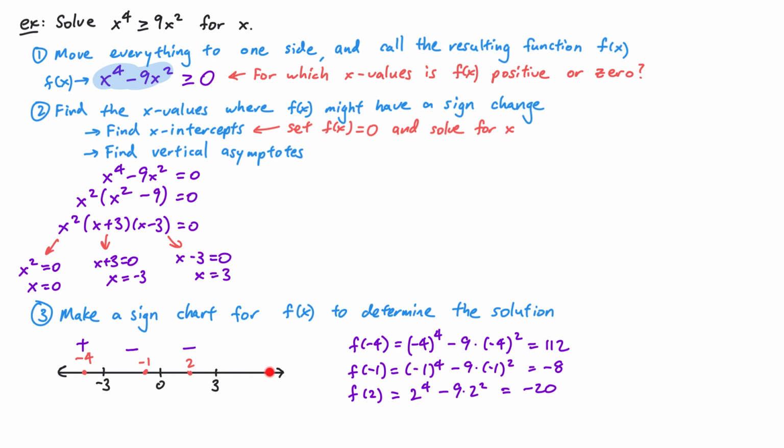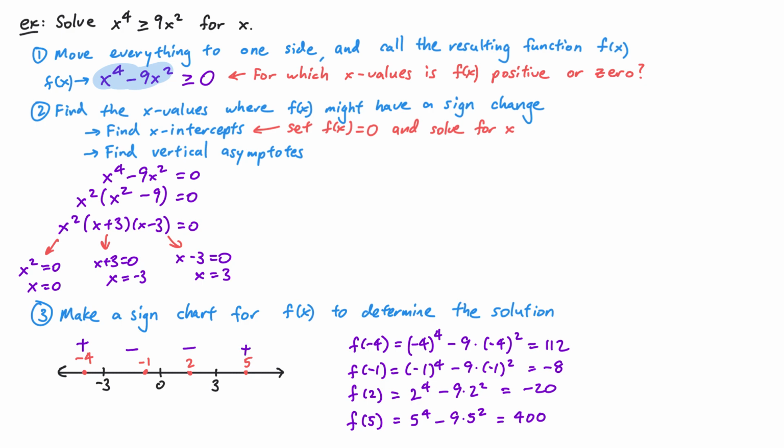And then we just have one last interval left here from 3 to infinity. Let's pick an x value like 5. Let's take 5, plug it into your function, and see what the output is. We'll have 5 to the 4th power minus 9 times 5 squared. If we plug that into our calculator, we see that the output here is 400. 400 is a positive number, so we're going to draw a plus sign on this interval.